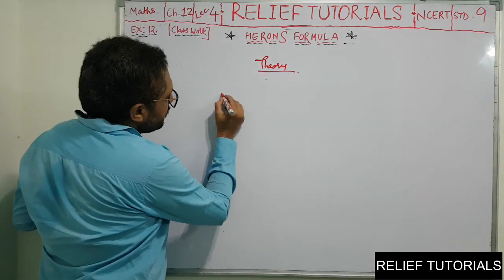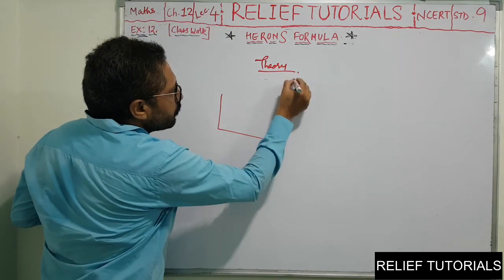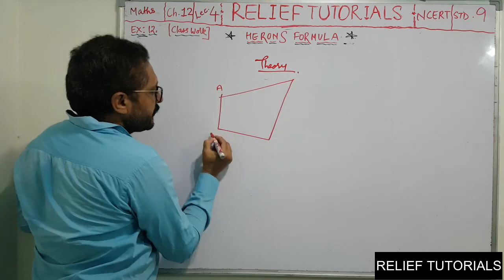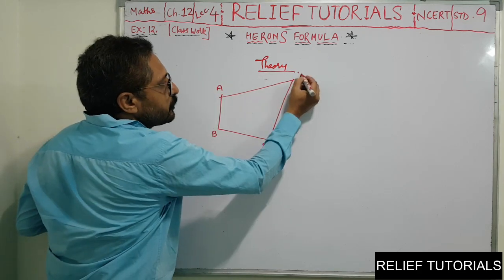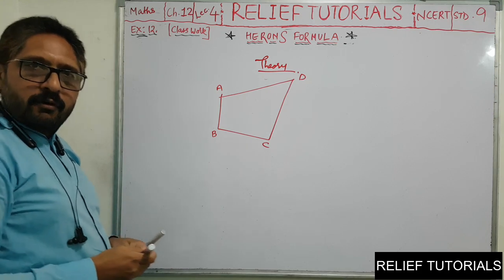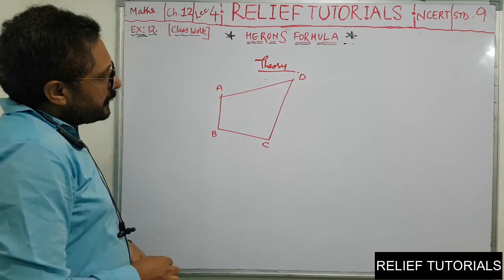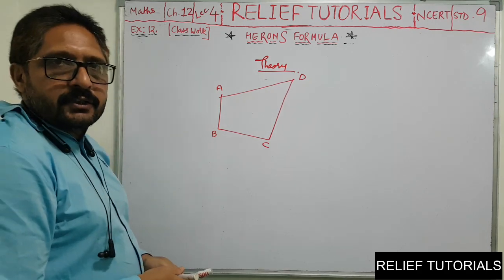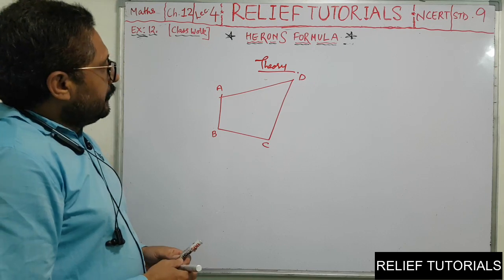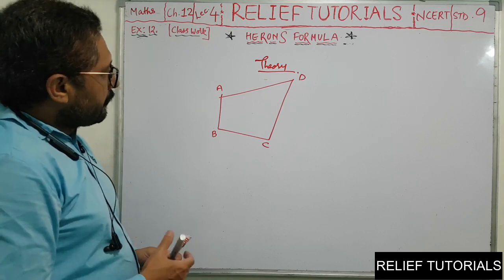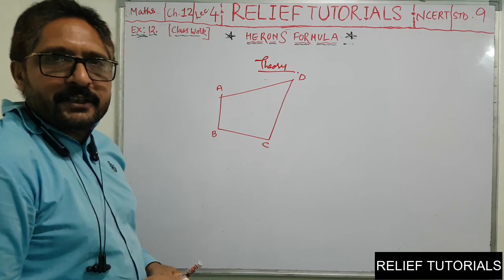See, when a quadrilateral is given, you might be knowing what a quadrilateral is. A four-sided closed figure is called a quadrilateral. See, A, B, C. We are going to learn the application of Heron's formula. Now this is a quadrilateral and you want to find the area of the quadrilateral. So you know that we don't have any formula to find the area of a quadrilateral.